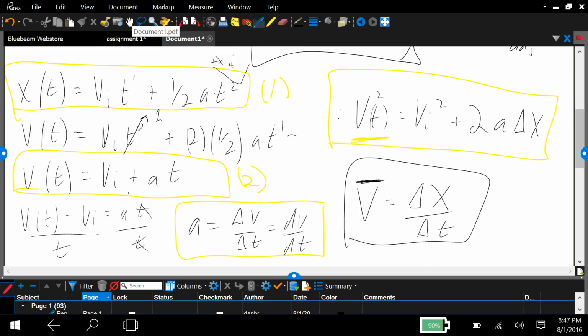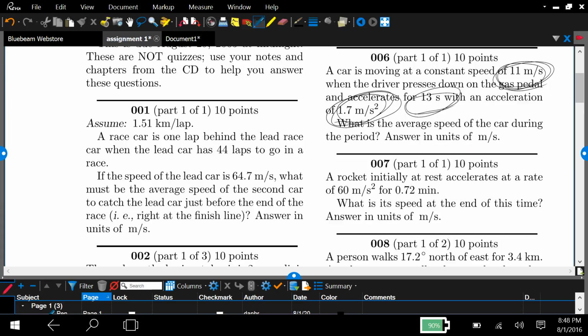So if we look at our formulas, we don't want to make this random guessing, like pin the tail on the donkey. So I want to pick the formula with good strategy. I want to think of the things that I'm given and look for a formula that matches.